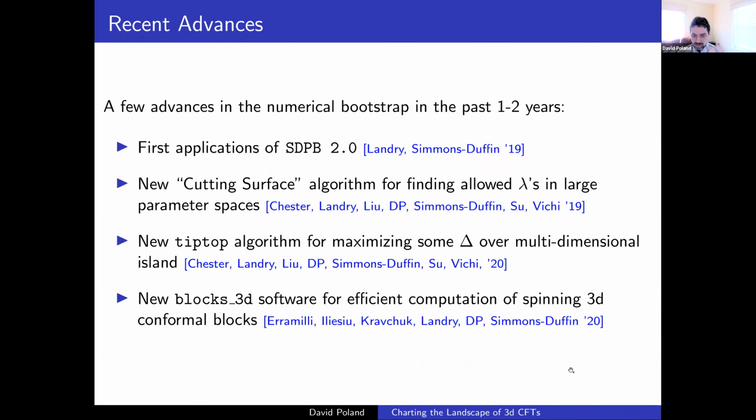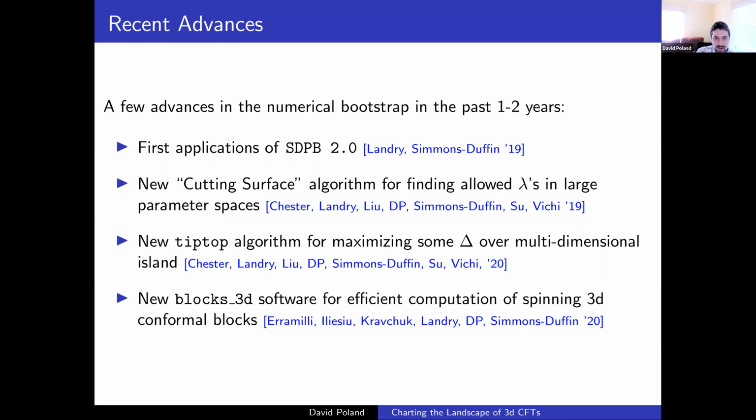In addition to this basic semi-definite program solver, there have been a variety of other kinds of advances in the numerical Bootstrap in recent years. Let me just briefly describe a few of them. One of them is that this semi-definite program solver, SDPB, has been recently enhanced to be more efficient, more parallelizable on computing clusters, and is much faster than it used to be.